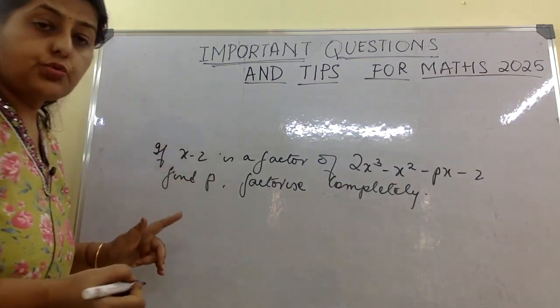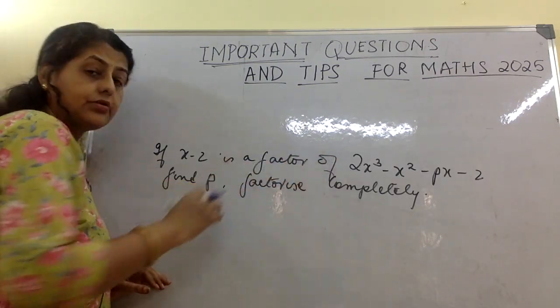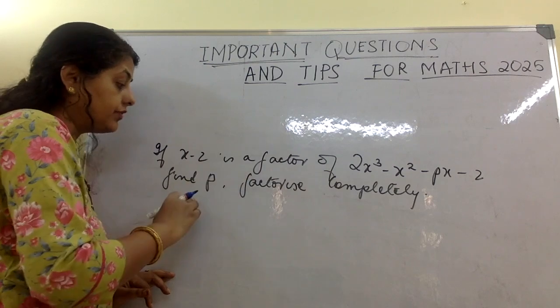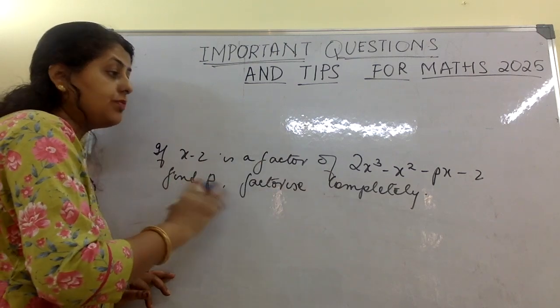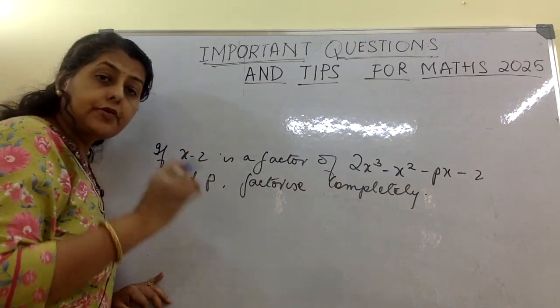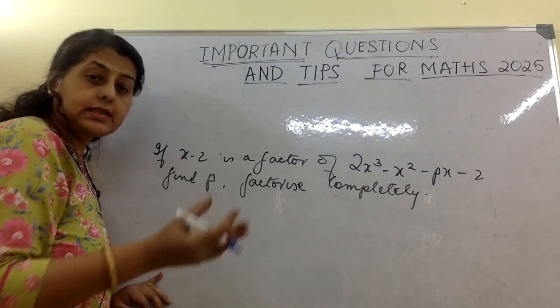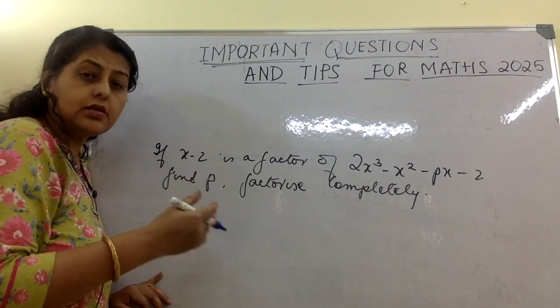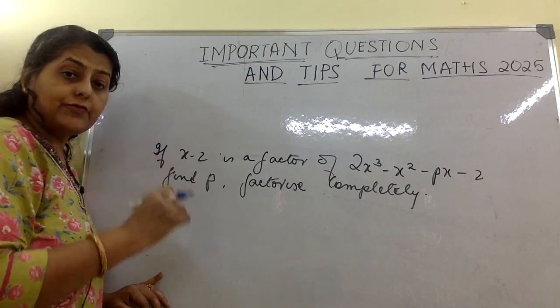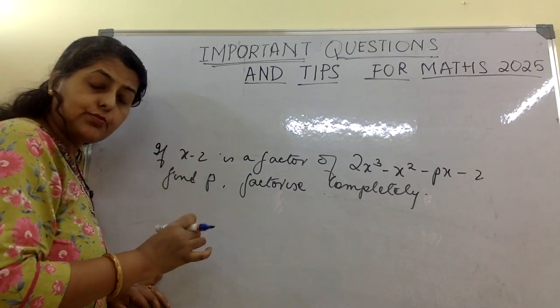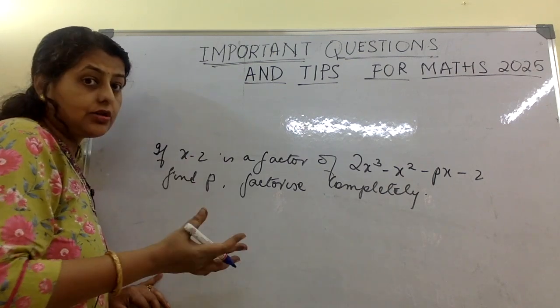If x minus 2 is a factor of this polynomial, find p and factorize completely. It is a very commonly asked question in the second section, in the compulsory section, in the optional section. From polynomials, this is the most important sum which carries a lot of marks also.